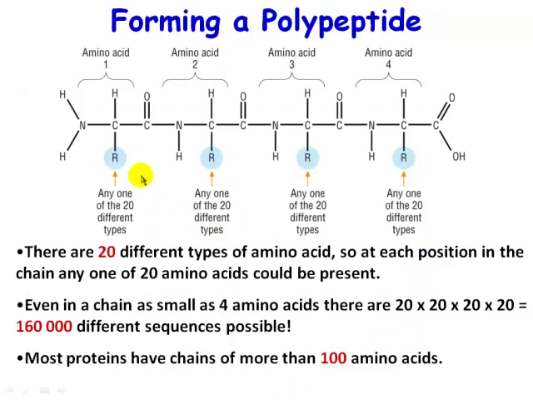So when we form a polypeptide chain, all we're doing is sticking together amino acids, and these could be any of the 20. So this could be valine or whatever. There are 20 different types of amino acid, so at each position in the chain, any one of the 20 amino acids could be present. So this could be valine, cysteine, glutamine, alanine, and so on. Now even a chain as small as 4 amino acids, there are huge numbers of possible combinations. In fact, 160,000 different sequences if you had just 20 amino acids in all possible 4 amino acid combinations. Now most proteins have chains of more than 100 amino acids. They're pretty big molecules.